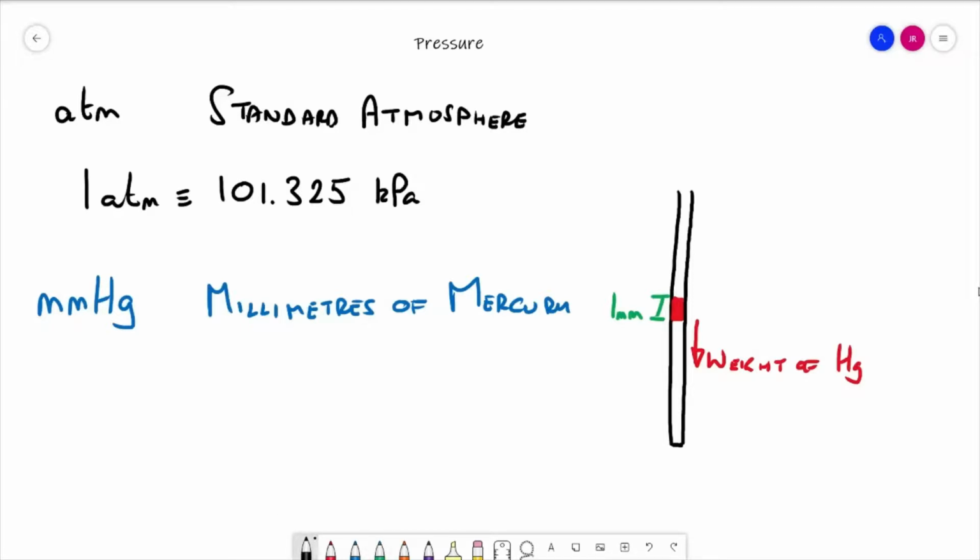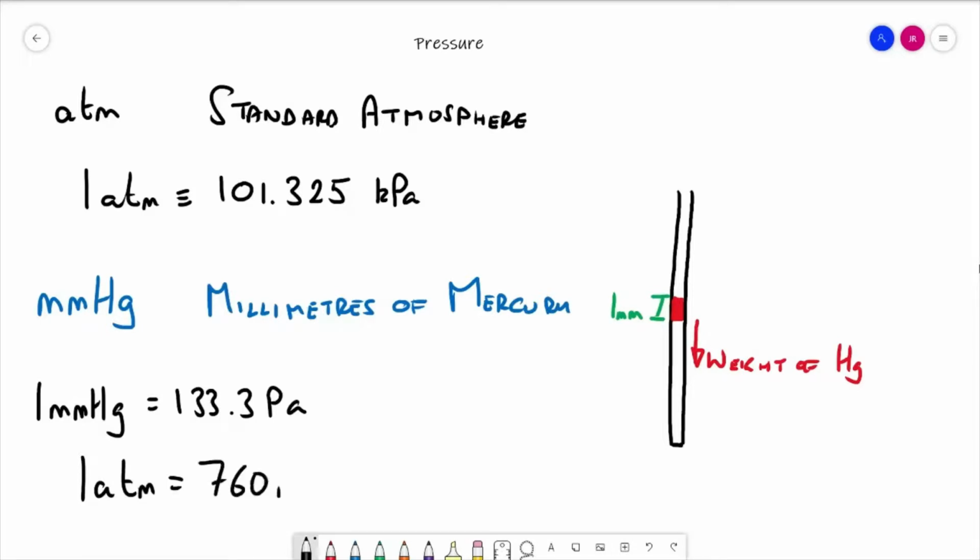Now, to give you some equivalencies here, 1 millimetre of mercury is 133.3 pascals, and when you work that through, it means that 1 atmosphere is 760 millimetres of mercury. Now, again, as I said, that's a relatively old school unit that, at least in physics nowadays, with SI units, we obviously want to use pascals, and therefore we don't use millimetres of mercury anymore.